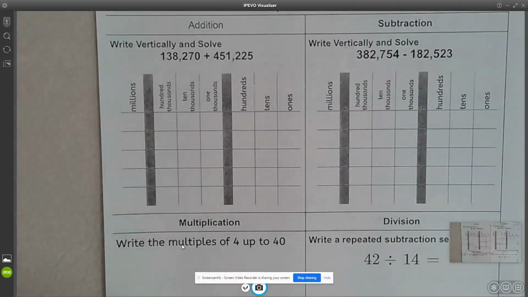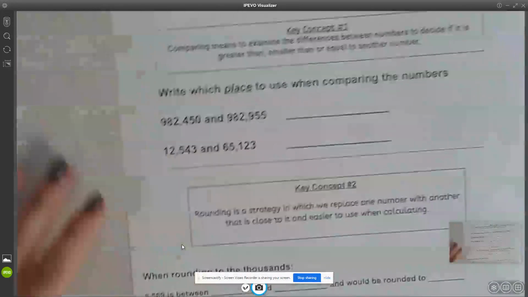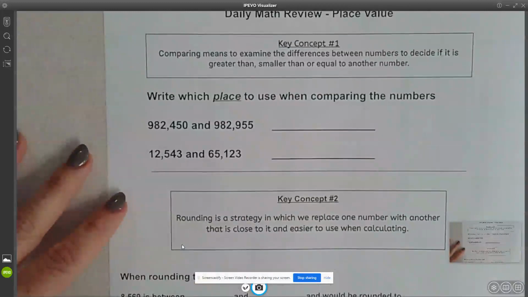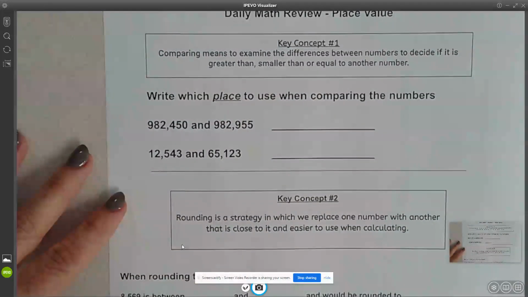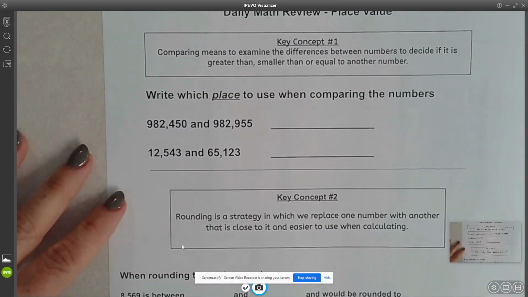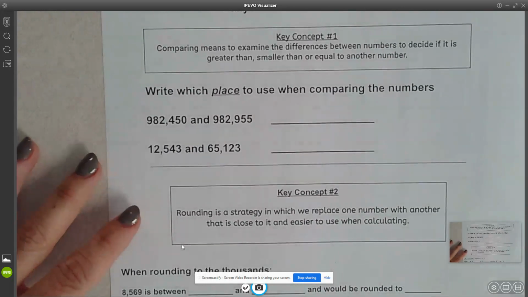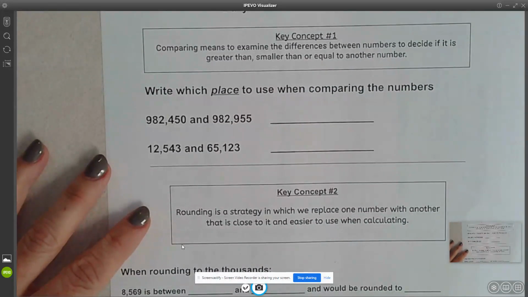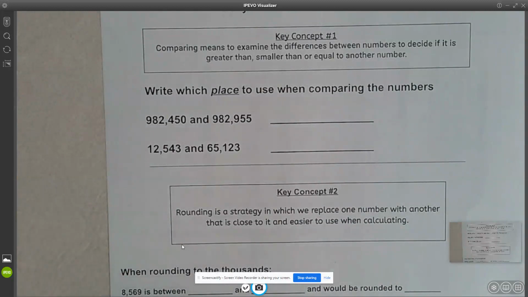If you are at home, I need you to make sure that you have completed your spiral review and your DMR before you watch this video. If you ever get to the point where you need to pause me, that's fine, and then move on. Alrighty, so our key concept this week, we're going to be talking about comparing numbers to each other.